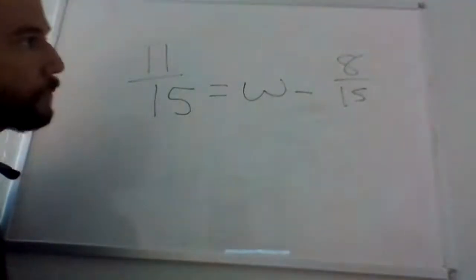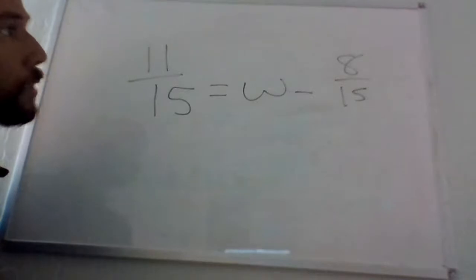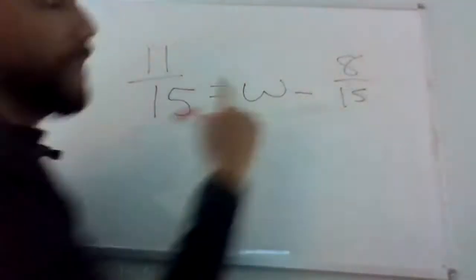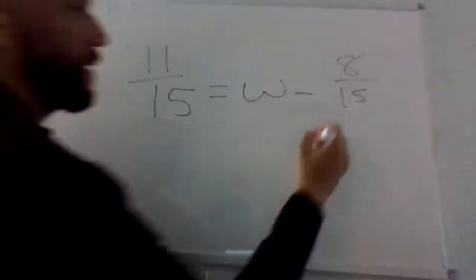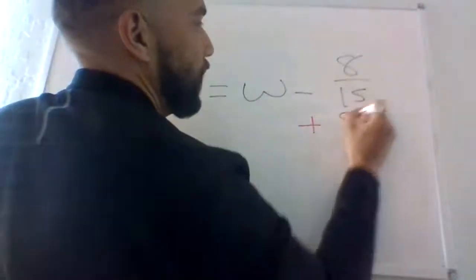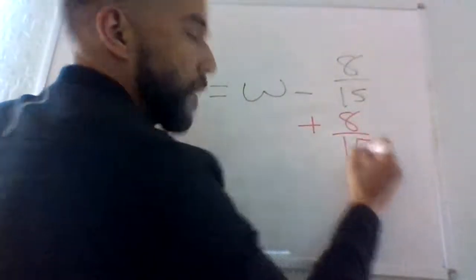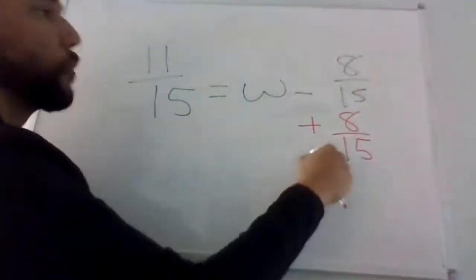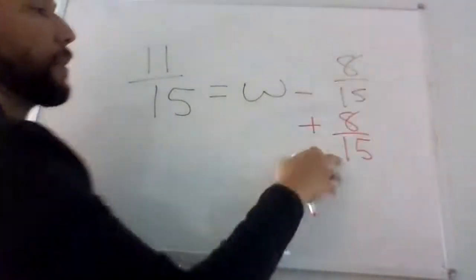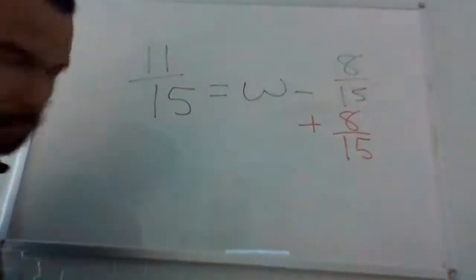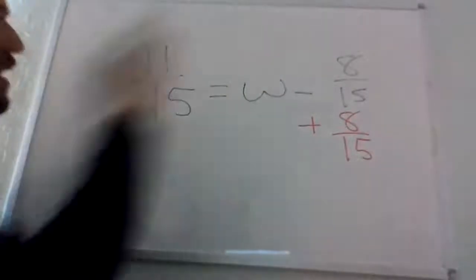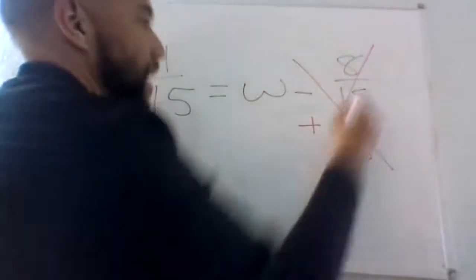Subtract it from the 11/15. So to a positive. Oh, add it to the 11. There we go. So we're going to add it. So we're going to add the 8/15 here. And when we add it, this is called an inverse operation. So when we add it, what is it doing here? Taking it away. Now cancel it out. There you go.